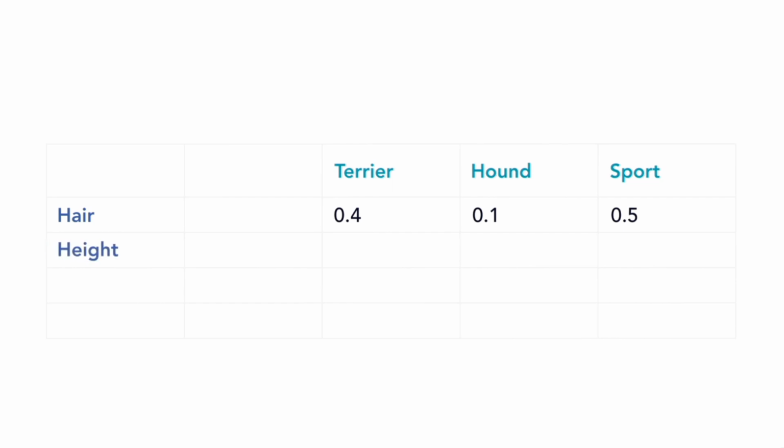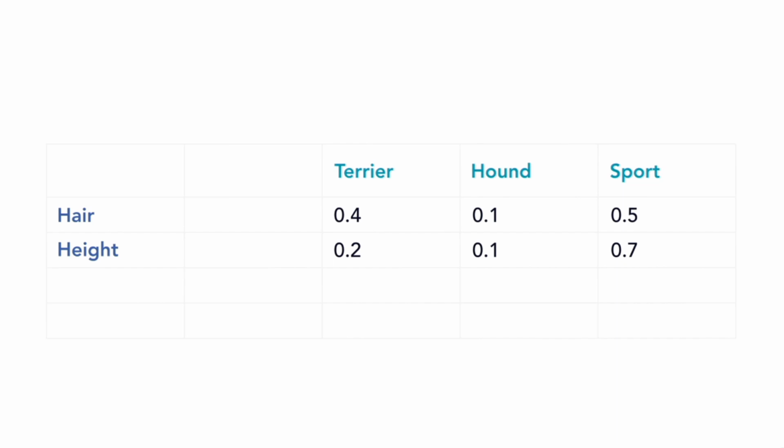The next thing you check is the unknown dog's height. Again, naive Bayes doesn't correlate the dog's hair length with the dog's height. It looks at this predictor independently and tries to calculate the probability that this unknown dog will belong to each class. So, again, it looks at the training data and finds that there's a 20% chance that it's a terrier, a 10% chance that it's a hound, and a 70% chance that it's a sport dog.